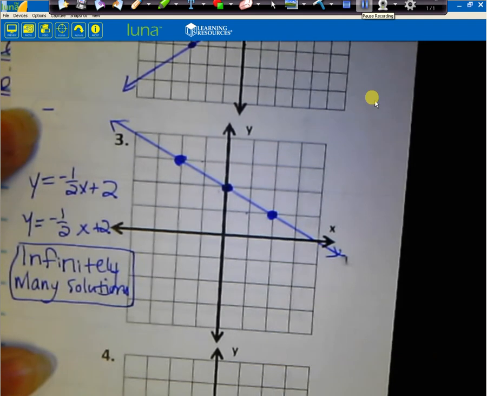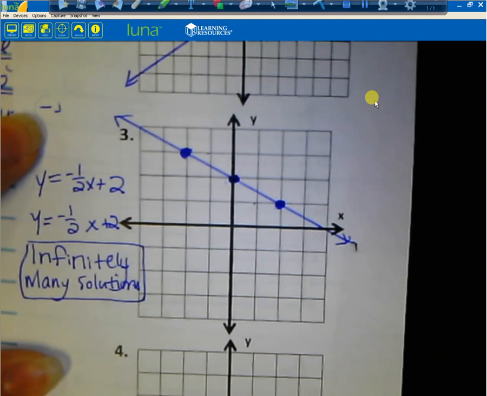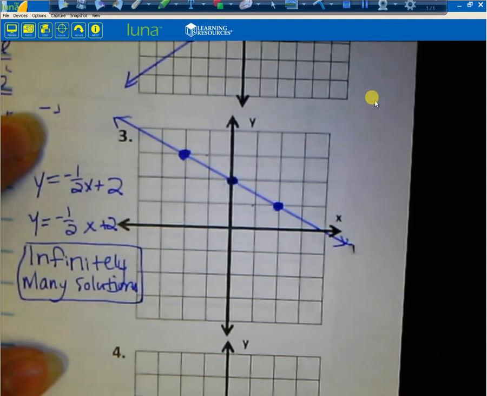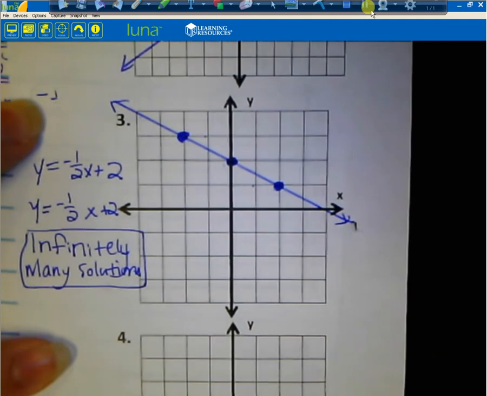Because there are infinitely many solutions here, we don't have to check again, because whatever we check anywhere on this line, it should always come back as true. So we don't have to check because there isn't going to be one specific point where the two lines intersect. It's everywhere. So infinitely many solutions is your answer here. And once you have that down, you're ready to move on to the next one.